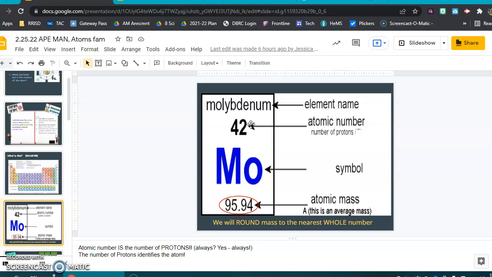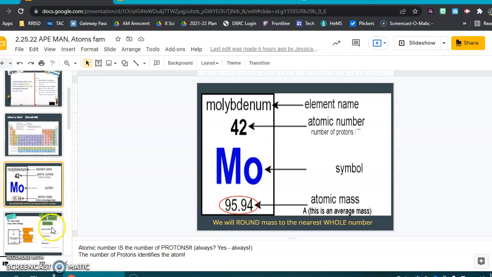So some will just be capital letters, some will be capital letters followed by a lowercase, and then the atomic mass. This is the average mass, and that includes everything. But we usually round up. So this one, because it's 94, we're going to round up to 96.